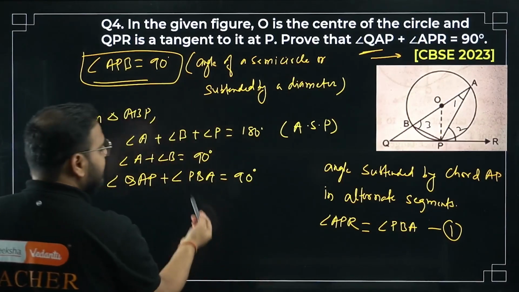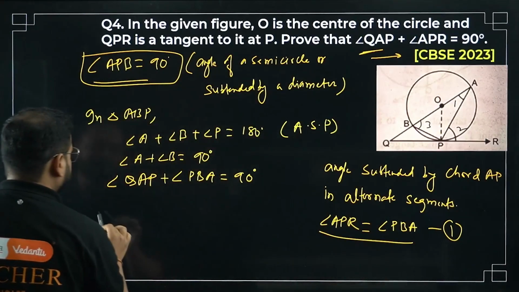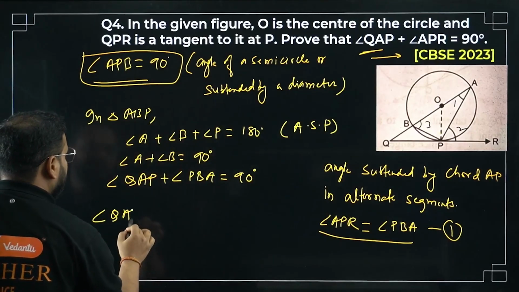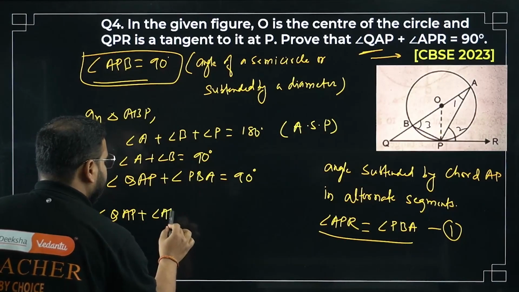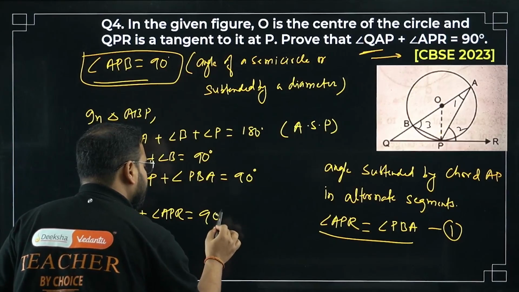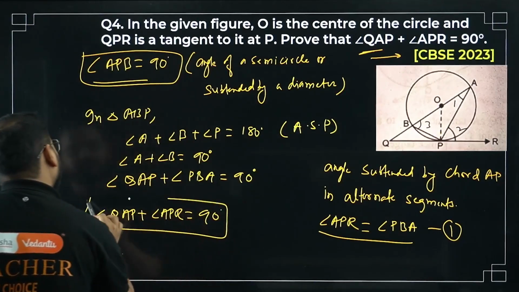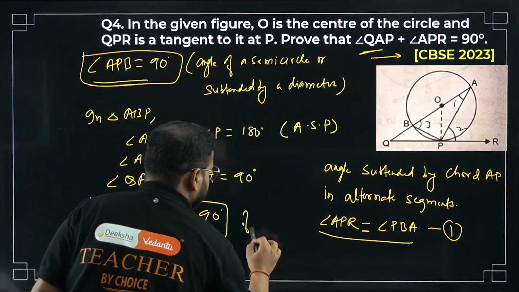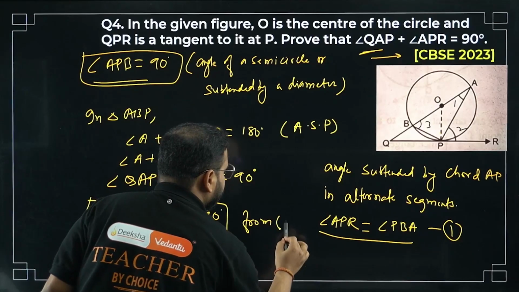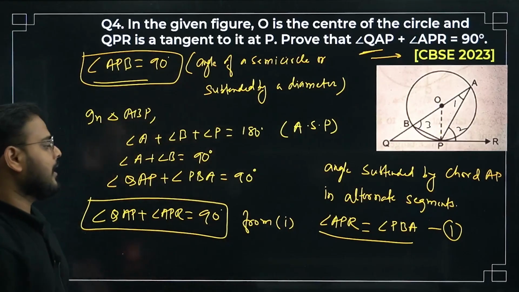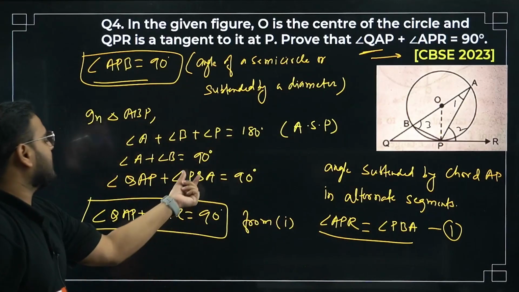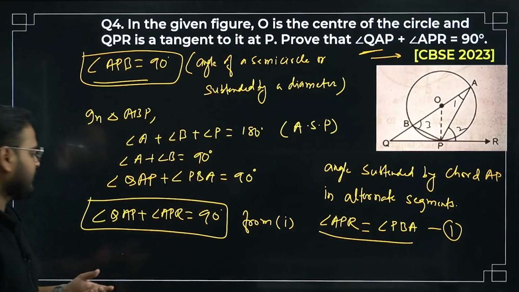Now PBA equals APR from equation 1. QAP plus APR is 90 degree. How come, sir? From equation number 1, PBA equals APR, so PBA is APR. Hence proved.